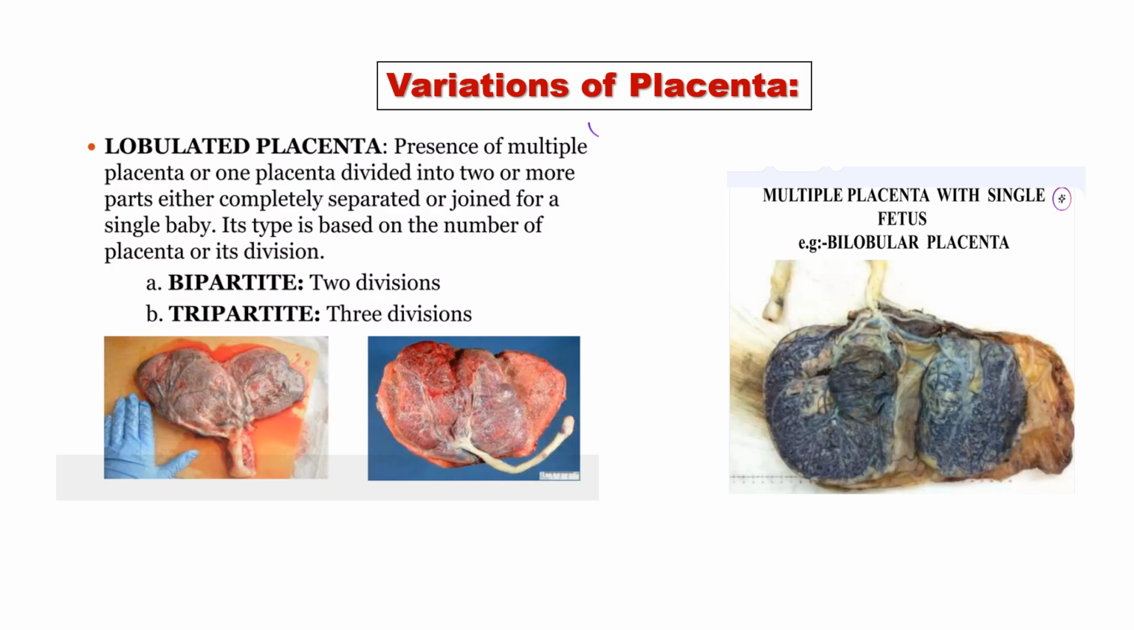Lobular placenta: presence of multiple placenta, or one placenta divided into two or more parts, either completely separated or joined, for a single baby. This type is based on the number of placenta. Biparate is two divisions, triparate is three divisions. Bilobular placenta is multiple placenta with a single fetus.